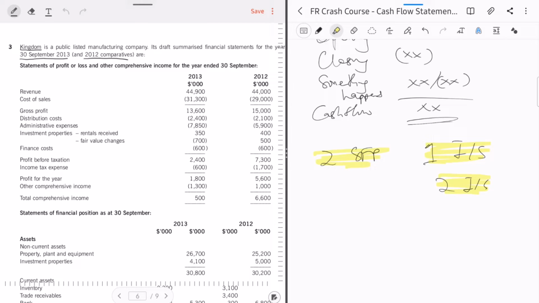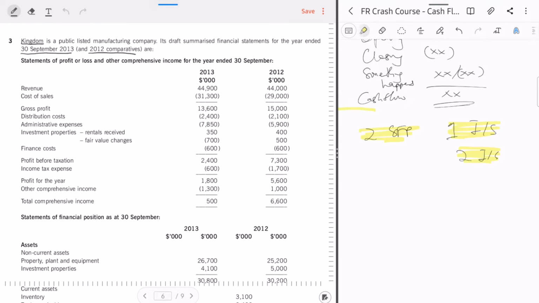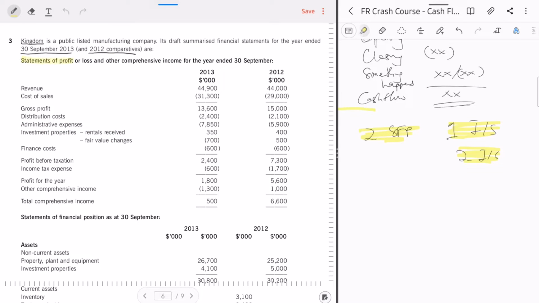So let's start. It says Kingdom is a public listed manufacturing company. Its draft financial statements for the year ended 30th September 2013, and the 2012 comparatives are given. So we have the statement of profit or loss and other comprehensive income here, for the year ended, 2013 and 2012. Perfect. So you have revenue, cost of sales, gross profit. Nothing new, right? This is the same statement of profit or loss we are all used to seeing.